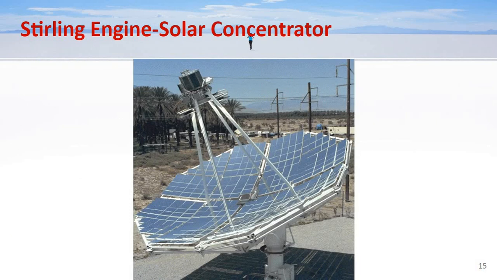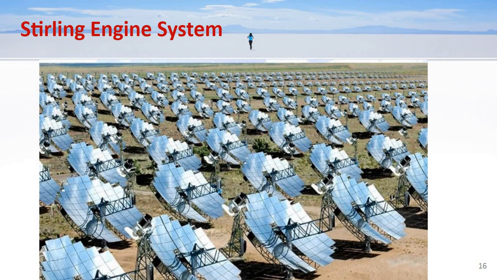This is a typical Stirling engine using a solar concentrator. You can see a dish type of antenna, and a lot of mirrors are stuck on the dish antenna to concentrate the solar energy to a single point, and at that point the Stirling engine is kept. The Stirling engine output can be used to generate electrical energy. This is a Stirling engine power park. You can see a large number of Stirling engine systems, and huge amounts of energy can be extracted.